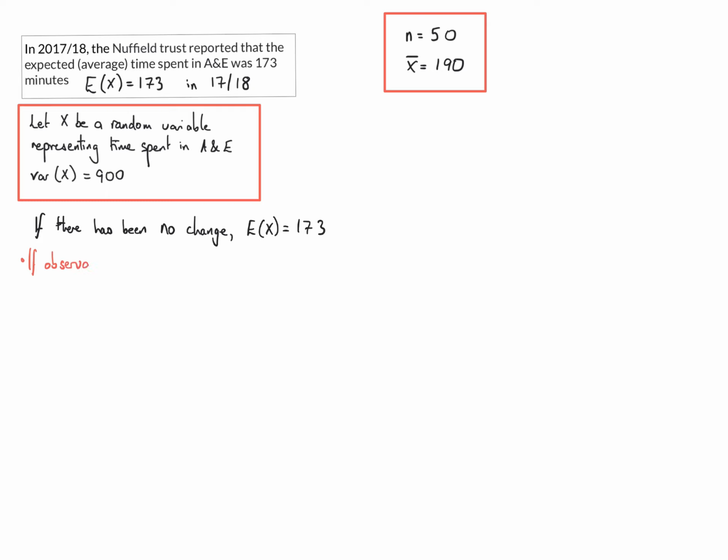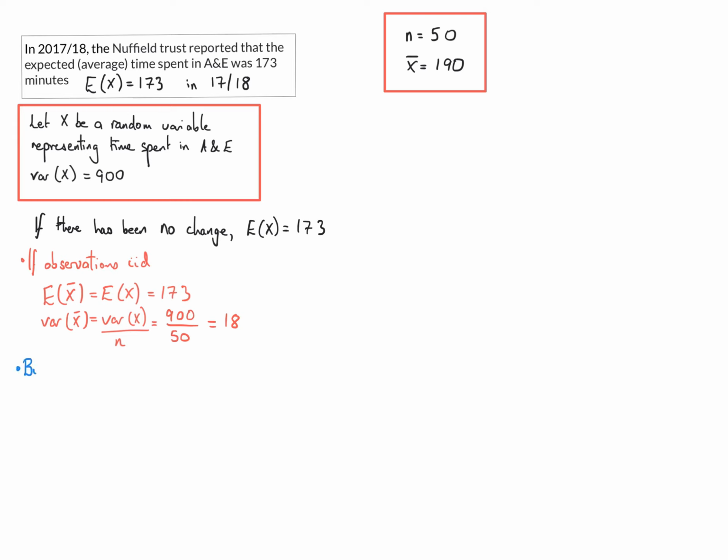Now if the observations are IID, then we know that the expected value of the sample mean will be equal to the expected value of x. So in other words, the expected value of the sample mean will be 173 minutes, and the variance of the sample mean, if the observations are IID, is just the variance of the underlying random variable divided by the number of observations, which is 900 divided by 50, which gives us a variance of the sample mean equal to 18.